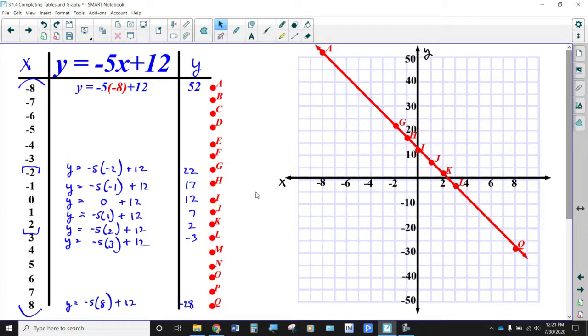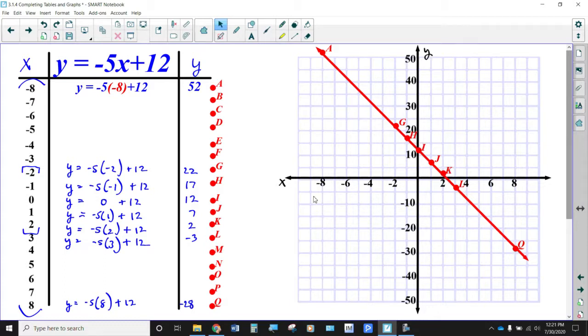So the more points that you can plot, the easier it is to tell if you've made a mistake with some of your plotting, okay? And if you plot the ones that are furthest away from each other, that makes it easier to get a straight line to make sure that all these others make it onto that straight line.